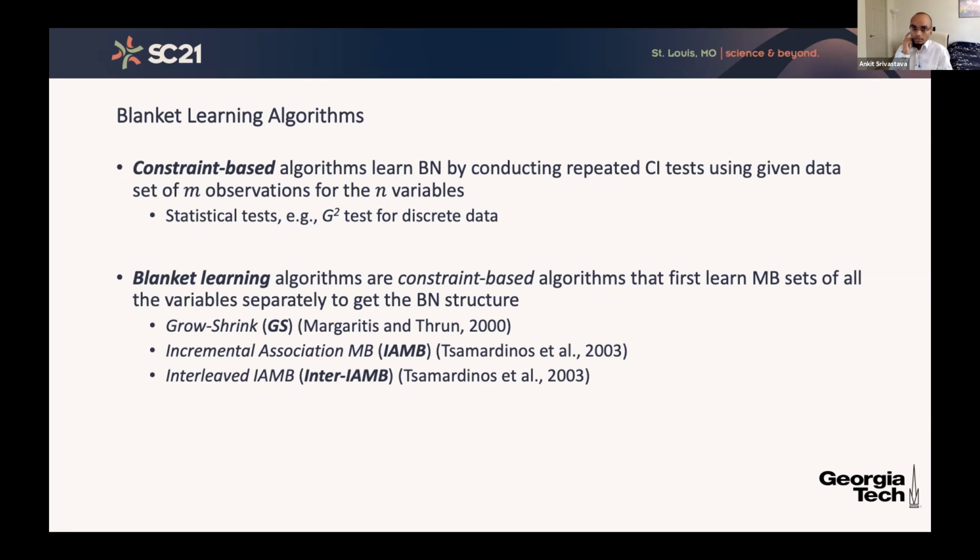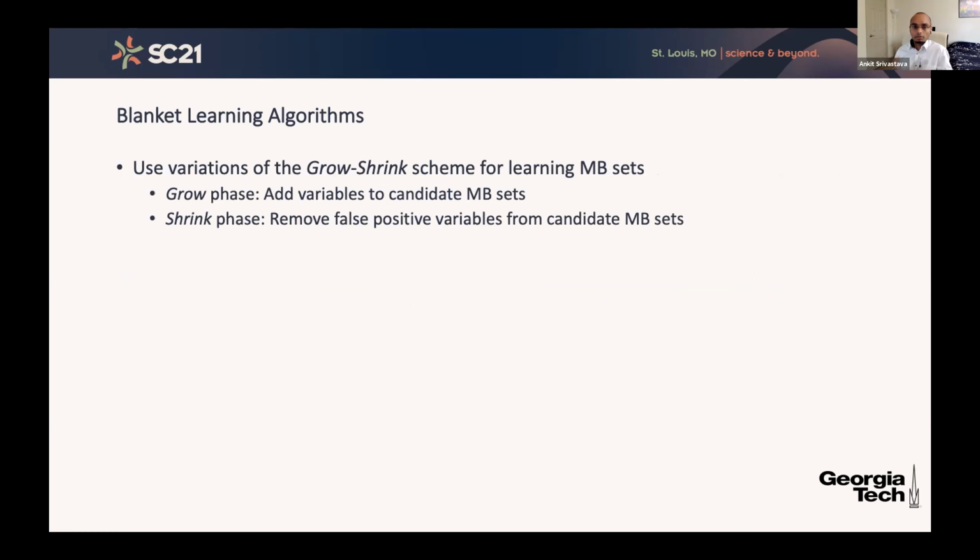The 3 algorithms that we focused on in this space were the grow-shrink algorithm, or GS, the incremental association Markov blanket algorithm, or IAMB, and interleaved IAMB, or inter-IAMB. These 3 are very popular algorithms in this space, so we focused on parallelizing these. So let's see how these algorithms work sequentially.